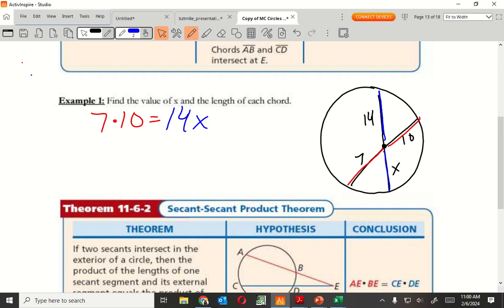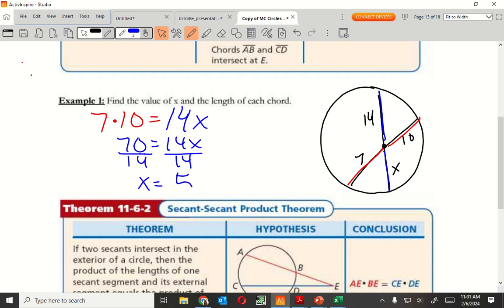Anyway, so we're trying to get the value of x. Currently, this is going to be 14 times x. So to undo my multiplication, I need to divide. I'm going to divide both sides by 14, right? So it's going to be 7 times 10 is 70 equals 14x. Divide by 14. X is, what is 70 divided by 14? Is 5 too much? He said it's too much. Okay, so we get just 5.